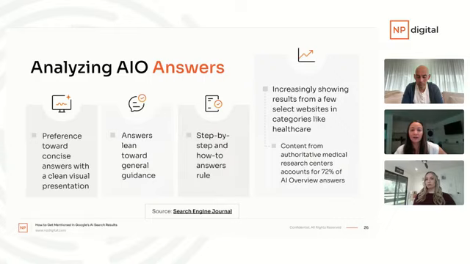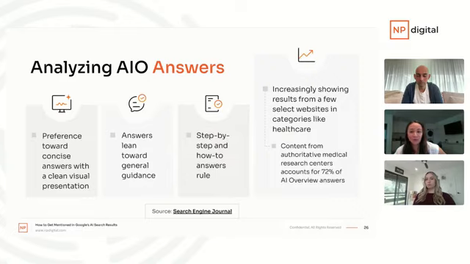So what can you learn from an analysis of AI overviews? Well, they lean heavily towards concise, general guidance, step-by-step content, how-to answers. And this is actually increasingly prevalent in all things health and wellness. But even if you're not in the health and wellness space, the key to winning with AI overviews is to write clear, concise, skimmable, authoritative content.